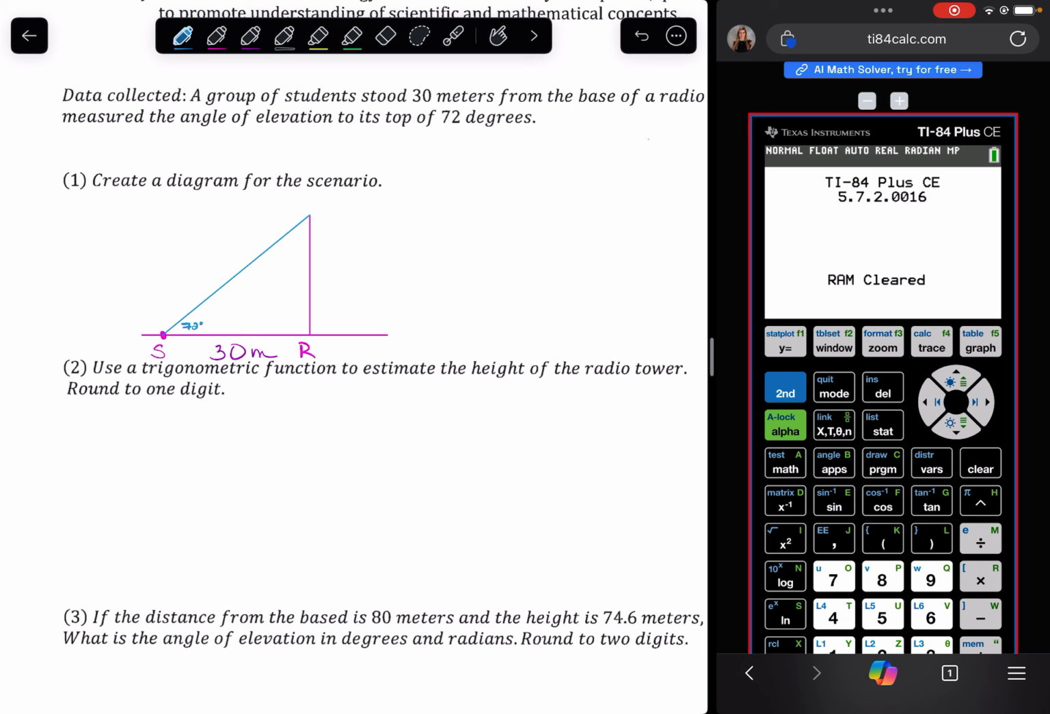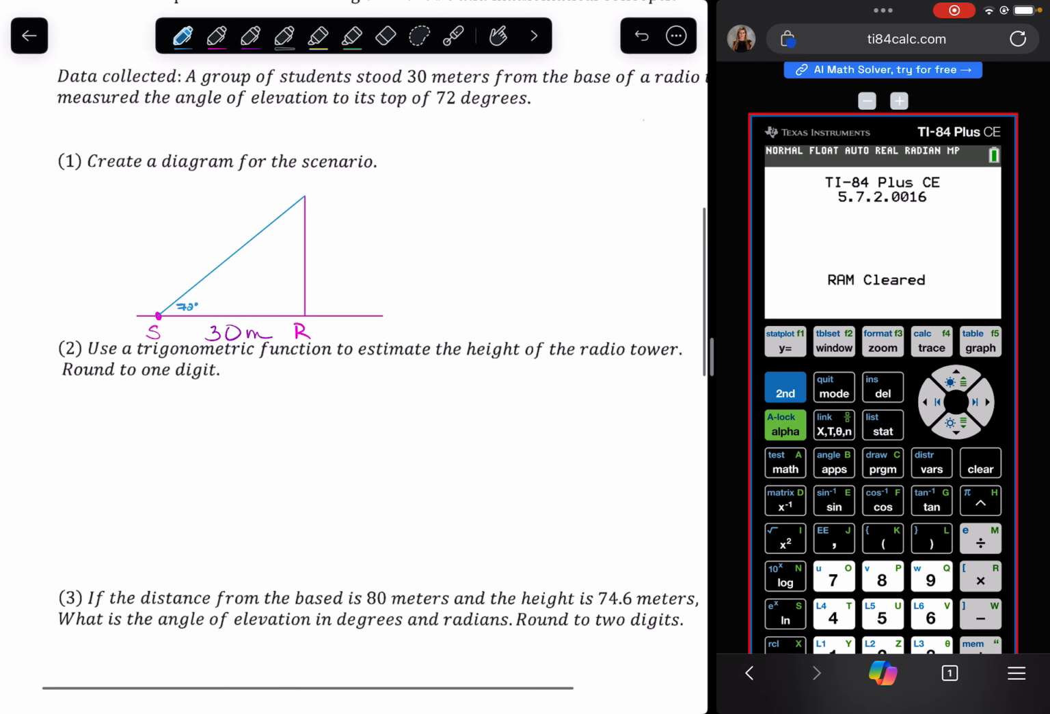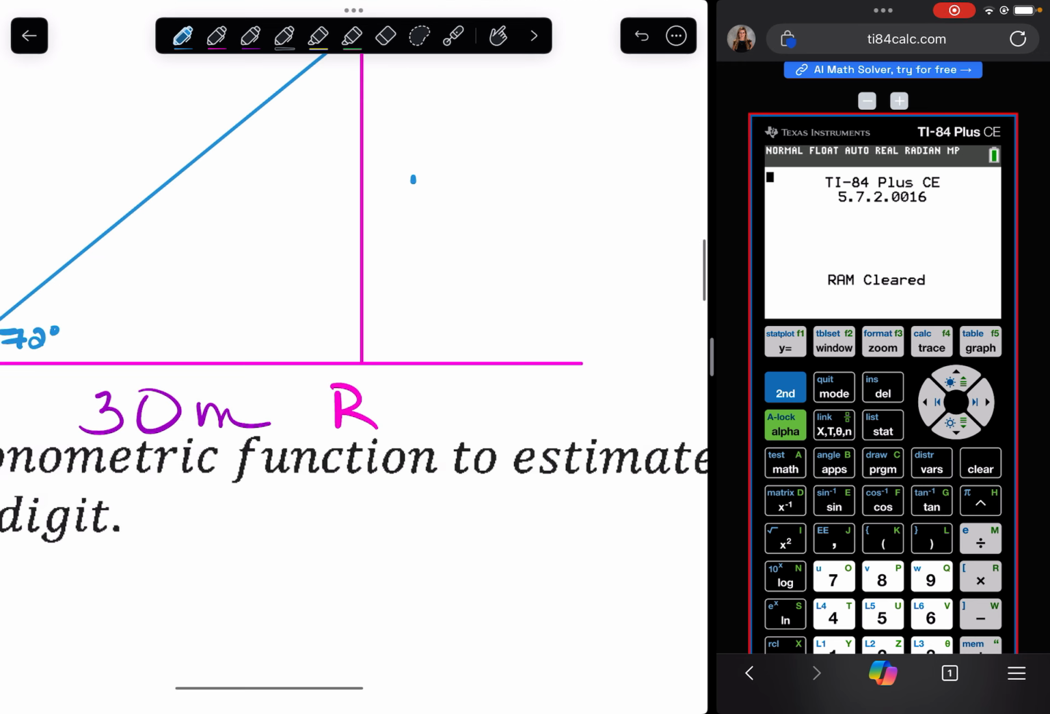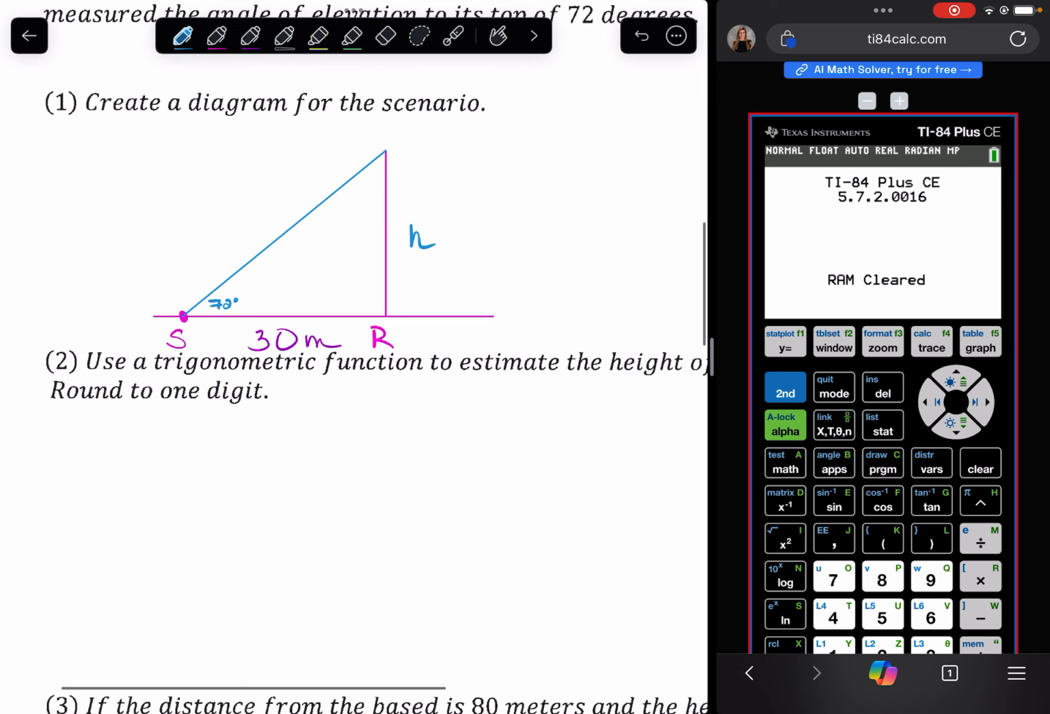Use a trigonometric function to estimate the height of the radio tower, round to 1 digit. The height of the radio tower is going to be this length over here, and I'm going to use an h to represent its height. Looking at this diagram based on the given angle, I know one of the legs, and I am looking for the other leg. The trig function that involves the legs is going to be tangent.